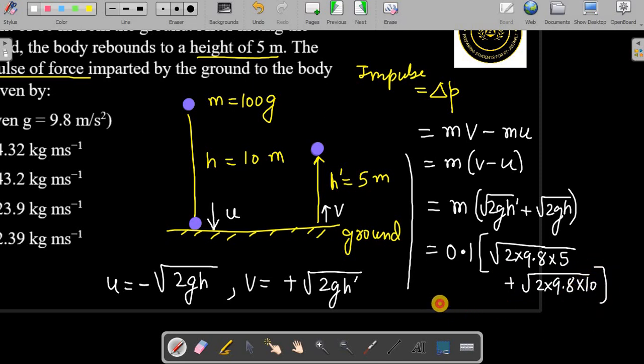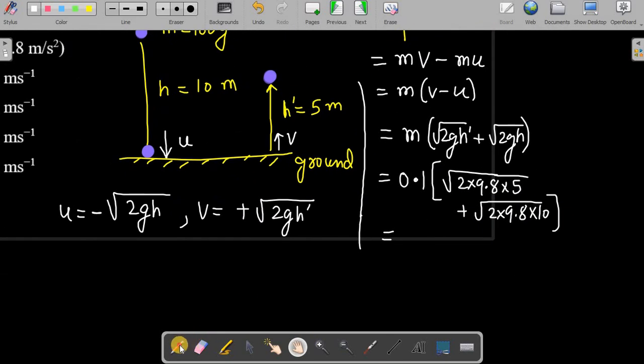So how much will the calculation give us? It is a very simple calculation, maybe you will get an easy one. So 0.1 into, here you can say it is going to be 9.8 into 10, so that is going to be 98, right? And here also you are going to get 98 into 2, that means 196, right?